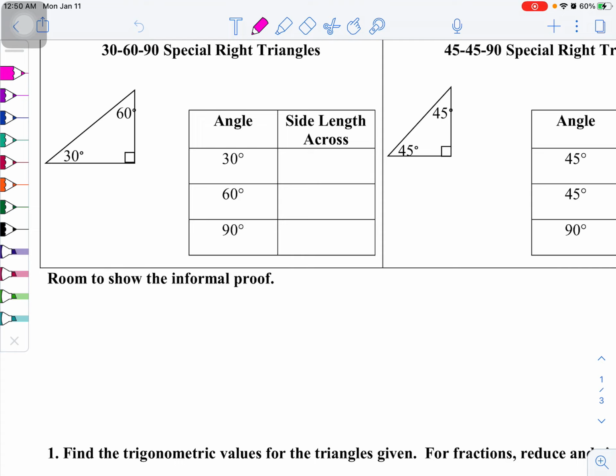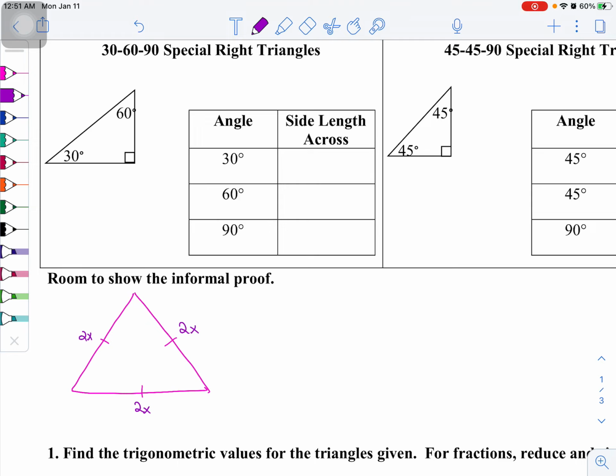For the 30-60-90, what I want you to think about is if you had an equilateral triangle. Equilateral triangle means that all three sides are identical. This is going to be a little bit weird, but I'm actually going to label each of the sides as 2x. There is a method to my madness, I promise.